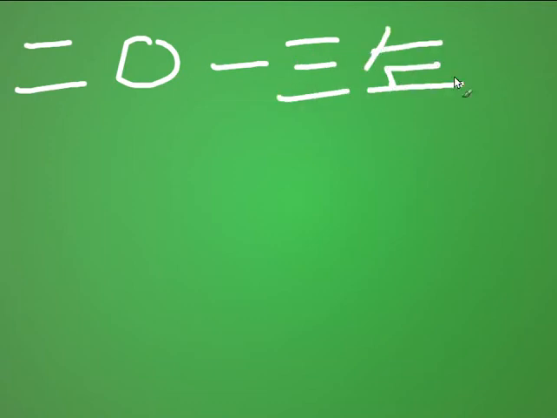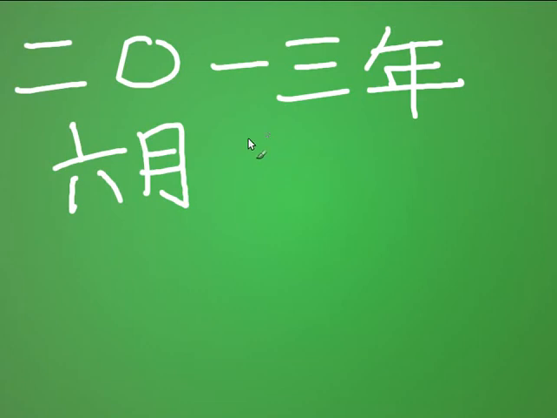It's more formal to use a character for 0, but that character is very complicated and rarely used. So we've got 2, 0, 1, 3 year, then 6 month, 8. Sorry. No, it's not even the 8th, it's the 9th. 8 day.